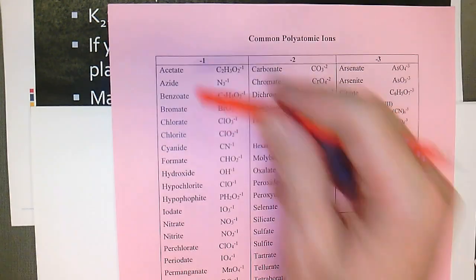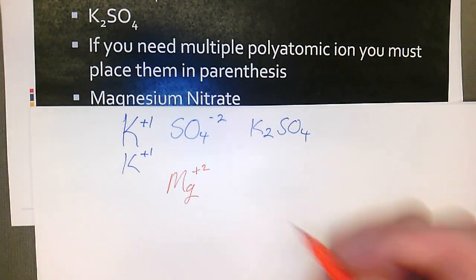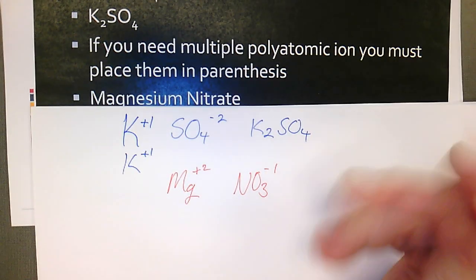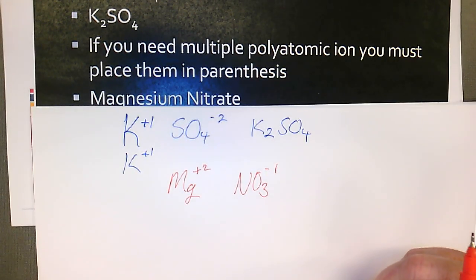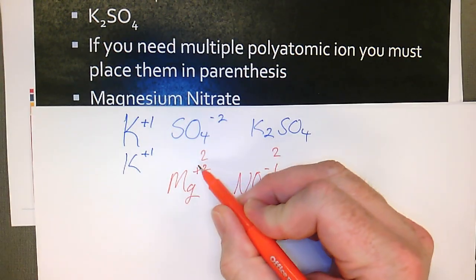It's an N, so we go down to the N's. There it is. Again, nitrate, nitrite, be very careful. Nitrate is NO3 with a -1. Okay, what's the least common multiple of 2 and 1? 2. We'll do it this way on this one.